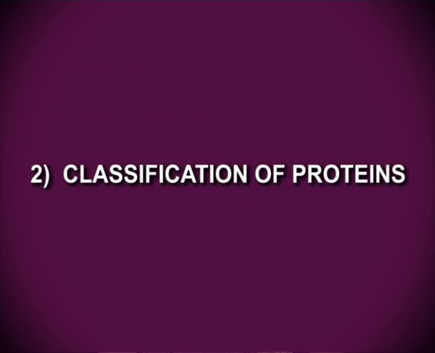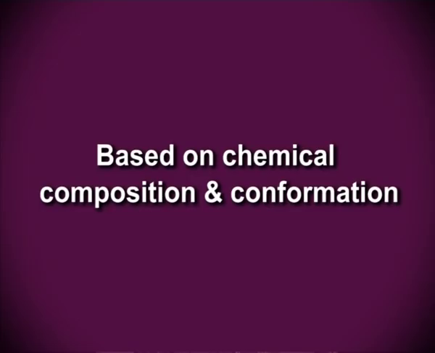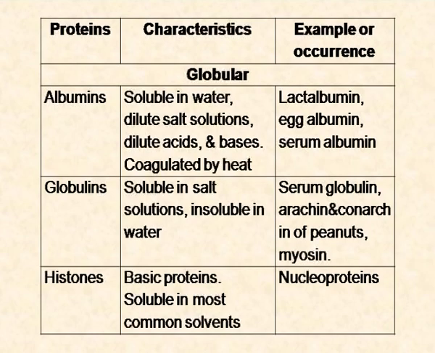The next topic is classification of proteins. There are a number of ways of classifying proteins. First is based on chemical composition and conformation, and the table is as shown on the screen. The table lists the proteins' characteristics and examples or occurrence. Under proteins you have globular proteins, examples are albumins, globulins and histones.